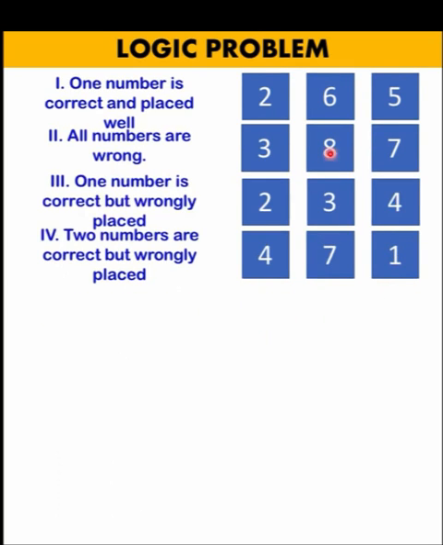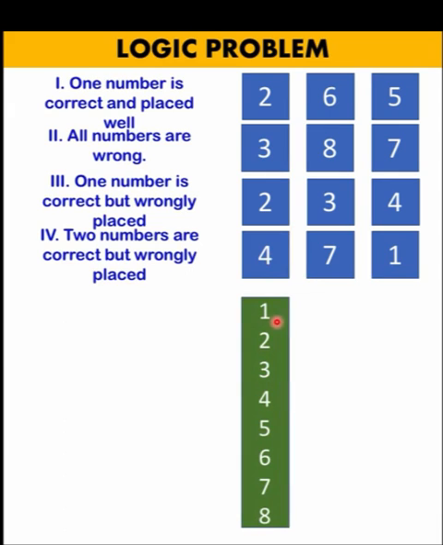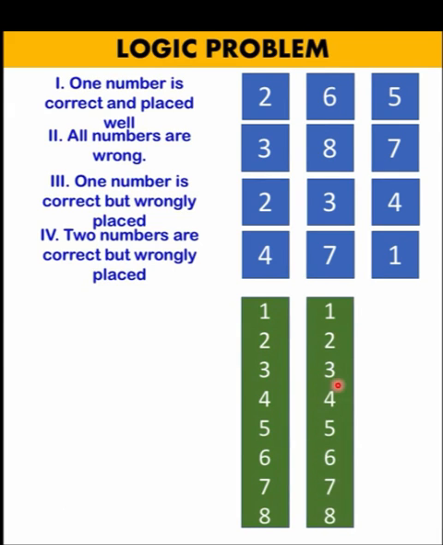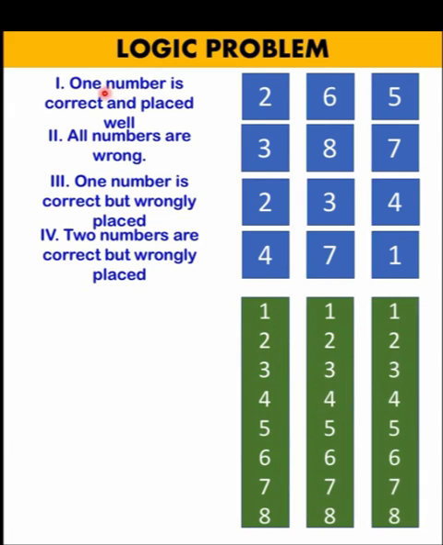Let's first look at the numbers that we can choose from. You have 1, 2, 3, 4, 5, 6, 7, 8. The digit 9 is not among the options. So that means for the first column, we can choose from digits 1 to 8, the same with the second and the third column. The first statement says that one number is correct and is placed well. It could be 2 in the first digit, 6 in the second digit, and 5 in the last digit.